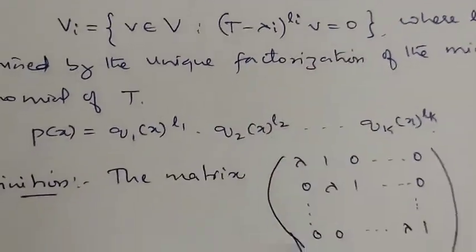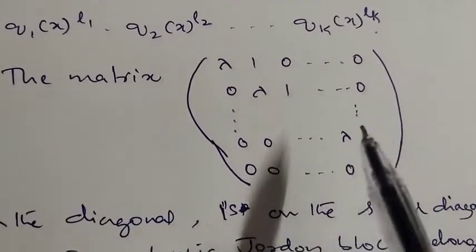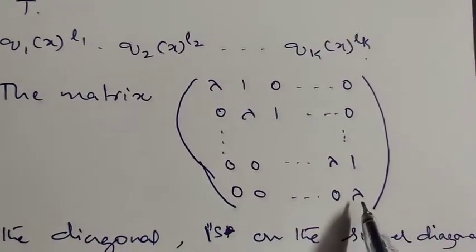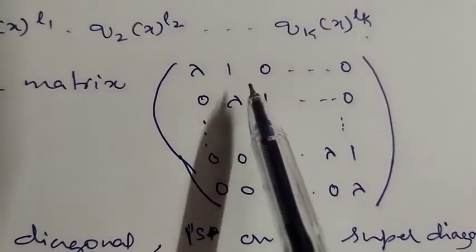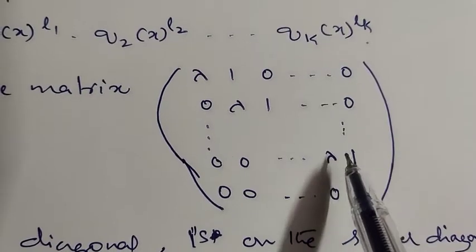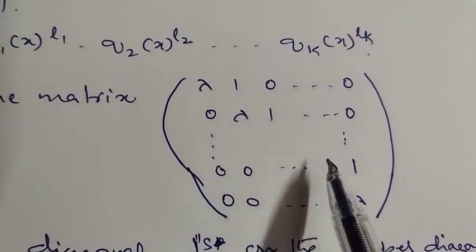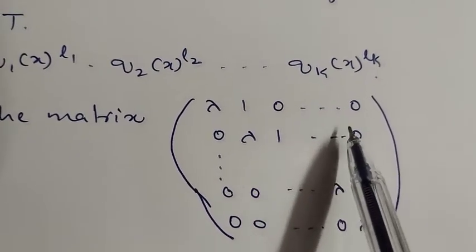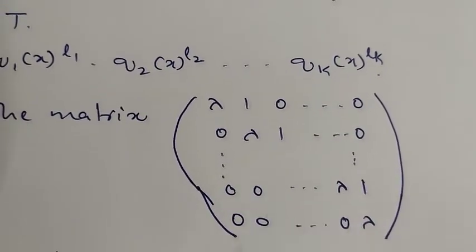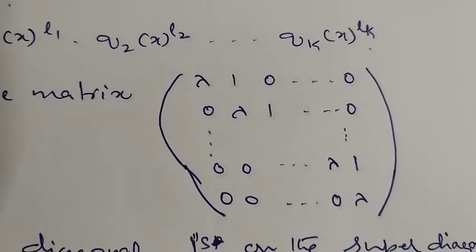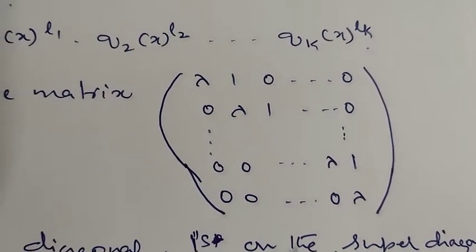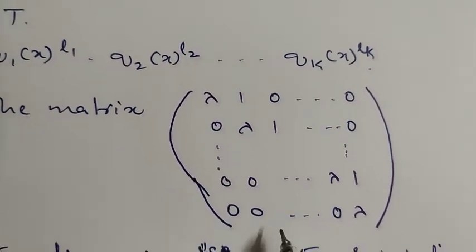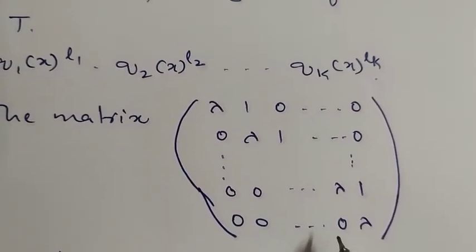Now the matrix with the eigenvalues lambda on the main diagonal and ones on the super diagonal, the diagonal above the main diagonal being called the super diagonal, and zeros elsewhere, is called the Jordan block, the basic Jordan block belonging to lambda.